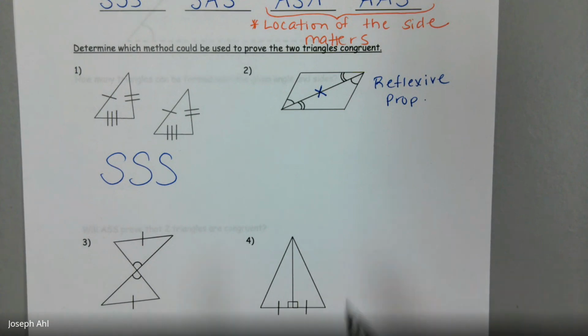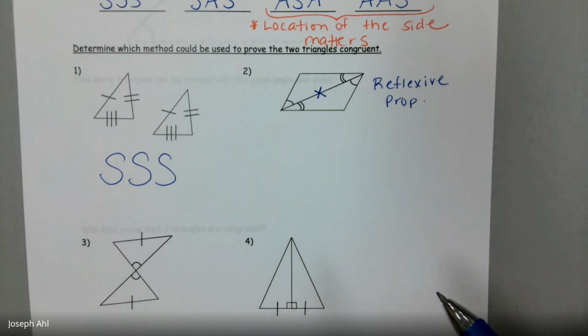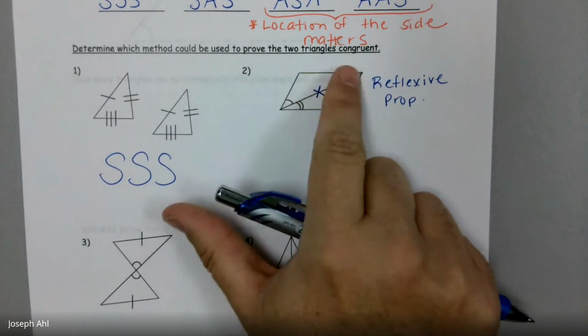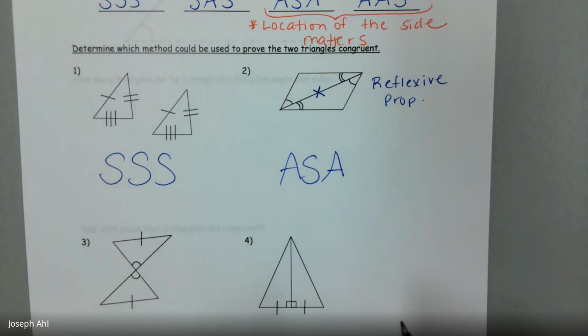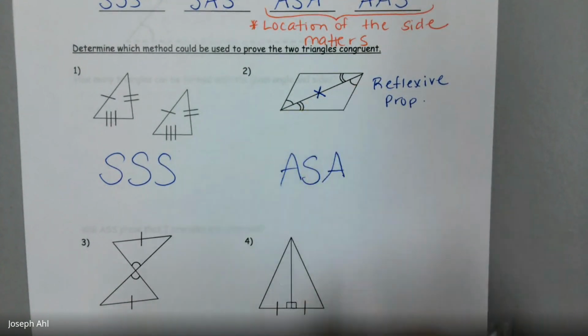So without any markings there, I know that this segment has the same length for the top triangle and for the bottom, thus making this setup angle, side, angle. So this is a case for angle, side, angle. When I look at the top triangle or the bottom, angle, side, angle.